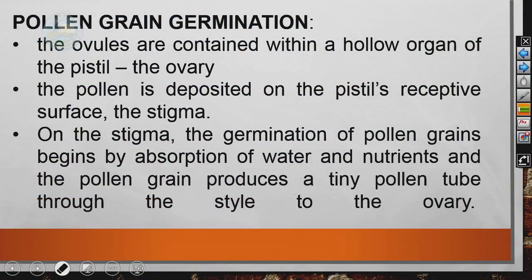So this simply outlines the steps involved in the pollen grain germination. The ovules are contained within a hollow organ of the pistil called the ovary. The pollen is deposited on the pistil's receptive surface, the stigma. On the stigma, the germination of the pollen grains begins by absorption of water and nutrients, and the pollen grain produces a tiny pollen tube through the style of the ovary.